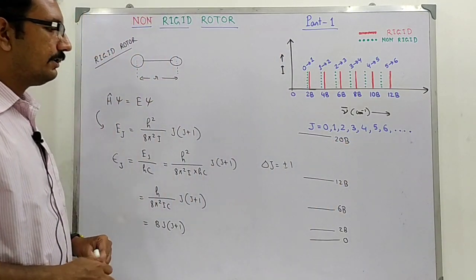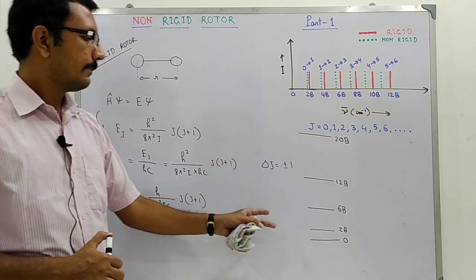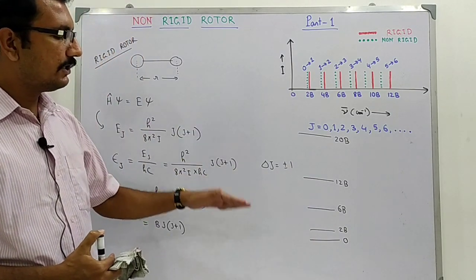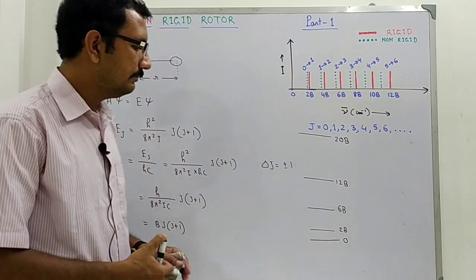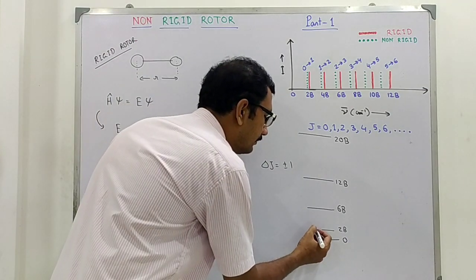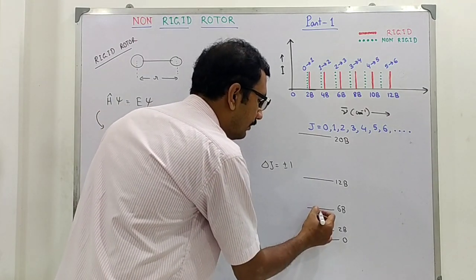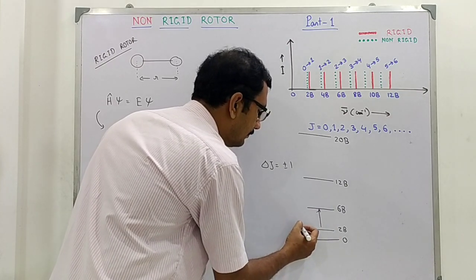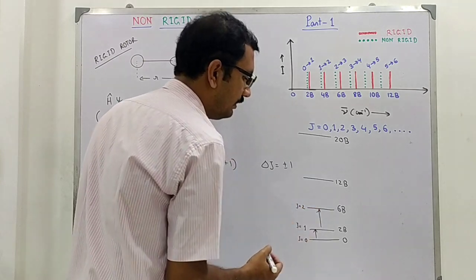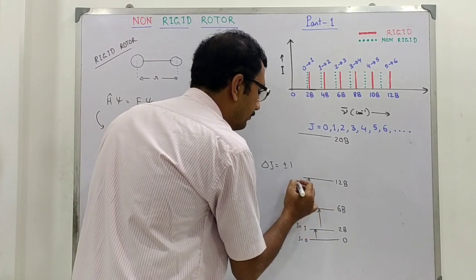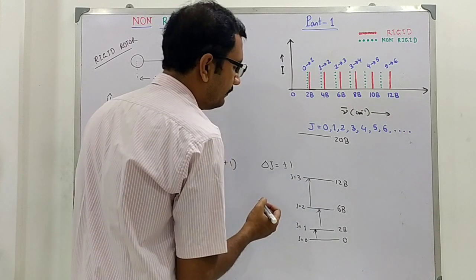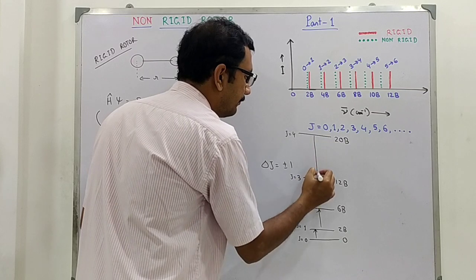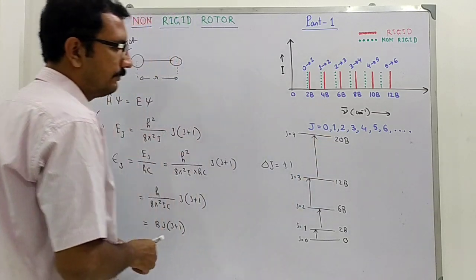So these are the energy levels for the rigid rotor, and the selection rule is del J equals plus minus 1. So the molecule can jump from 0 to 1, that is, this transition will occur. From 1 to 2, this transition will occur. From 2 to 3, this will occur. From 3 to 4, and so on.